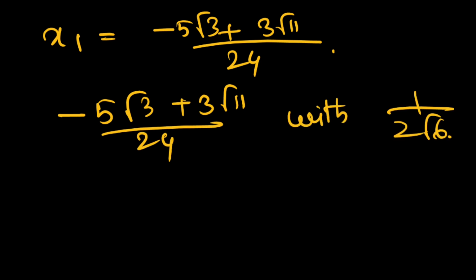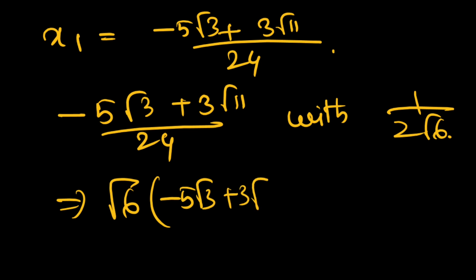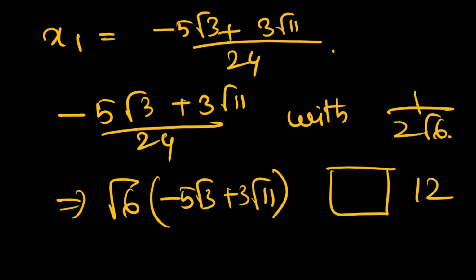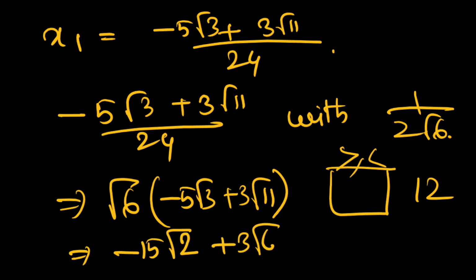So we multiply this number by root 6. So 6 times (minus 5 root 3 plus 3 root 11), this value is 12. So we want to check which inequality is suitable, greater than or less than. So that is minus 15 root 2 plus 3 root 66, that is the same. So now the question is, is it greater than or less than 12? In this case, from here it is not clear to say whether it is greater than or less than.